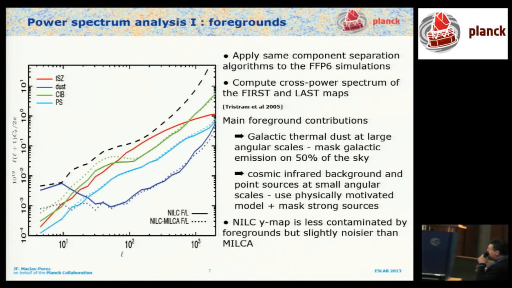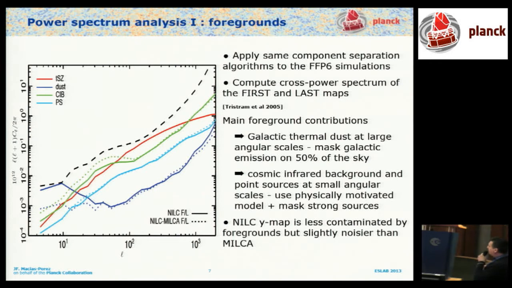You have here the contribution from thermal dust emission, in green the contribution from CIB, and in cyan the contribution from point sources. So we have in the end that the tSZ signal is expected to dominate in a range from 100 to roughly 800 in multipole. So in order to improve that, what we did is try to enhance the signal to noise.